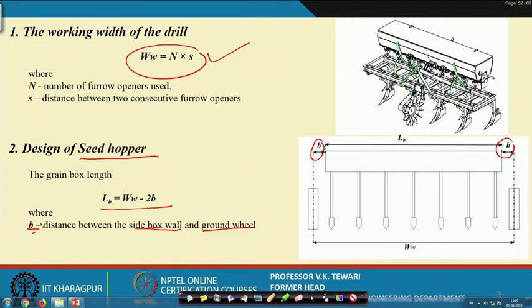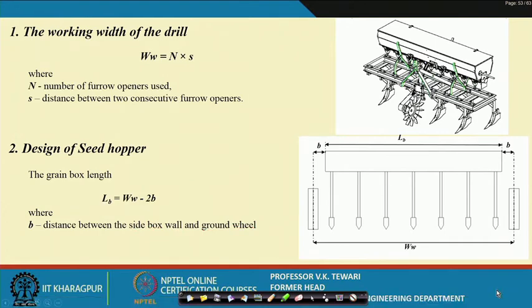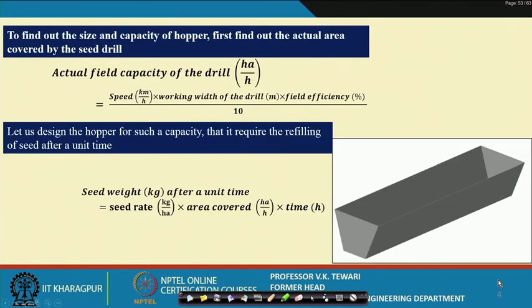Now, here the details are shown. Let us proceed. Find out the size and capacity of the hopper. Well, it depends on the actual area covered by the seed drill. Once we know the length, we need some basic information about what the other dimensions should be. But this will depend on the actual field capacity of the drill, how much field capacity we are planning to have. So, this will depend on the speed, the working width of the drill and the field efficiency.